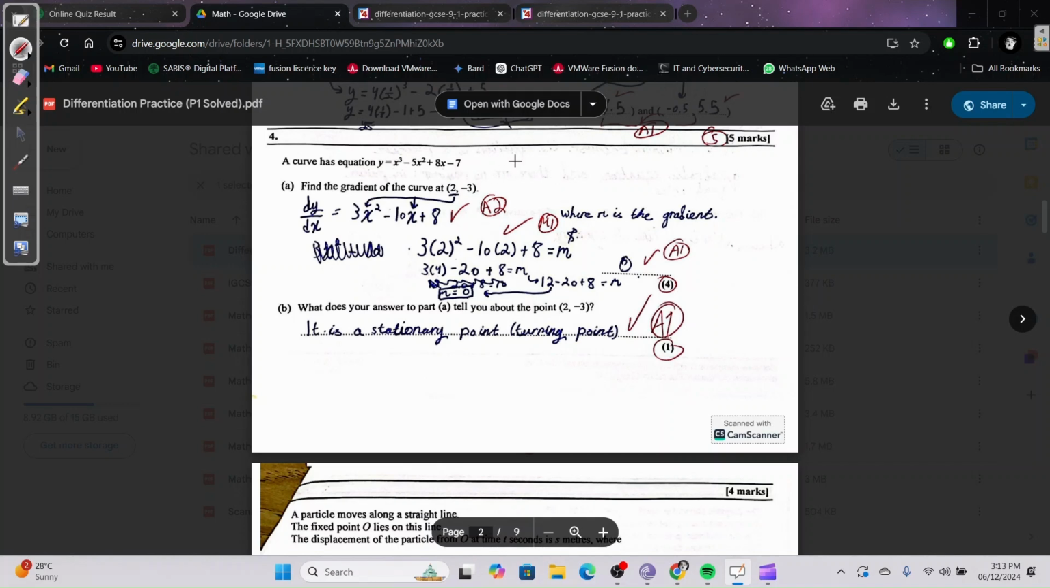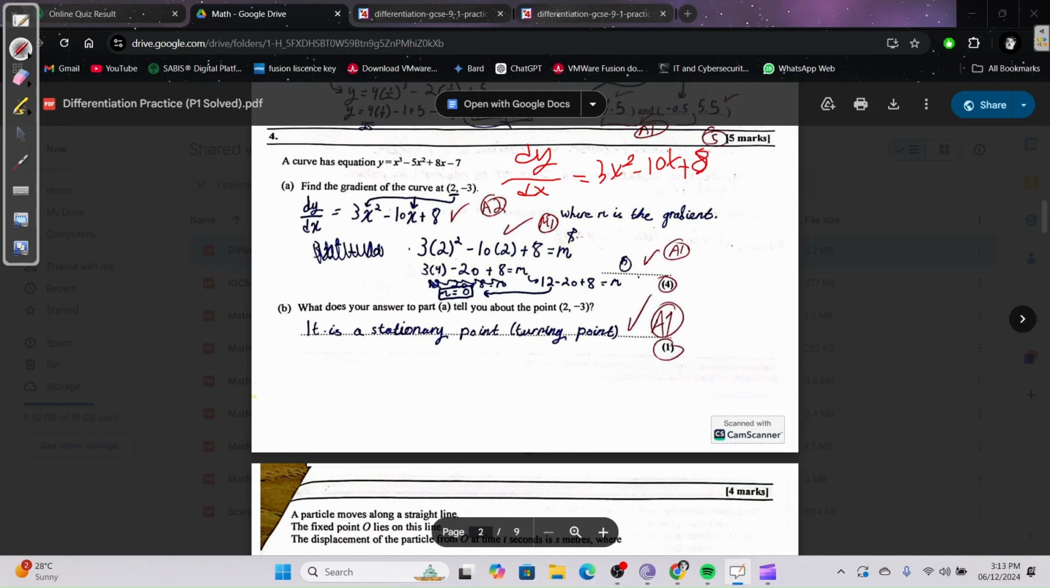You have to find the derivative. So dy by dx is equal to 3x squared minus 10x plus 8, so this is just going to be 8, and then the constant stays the same.